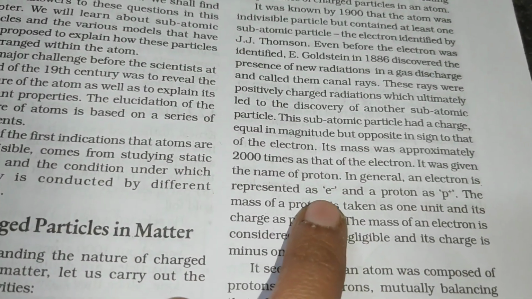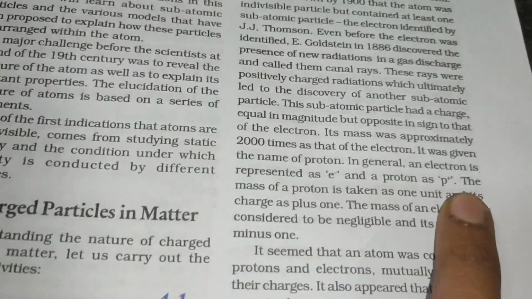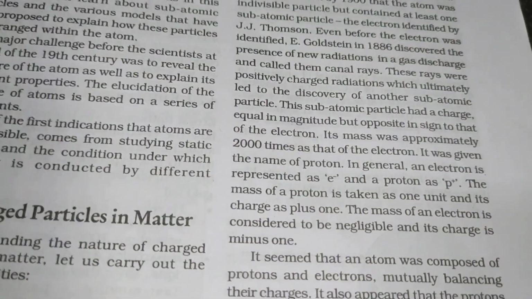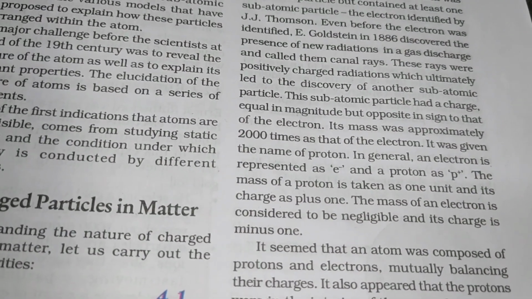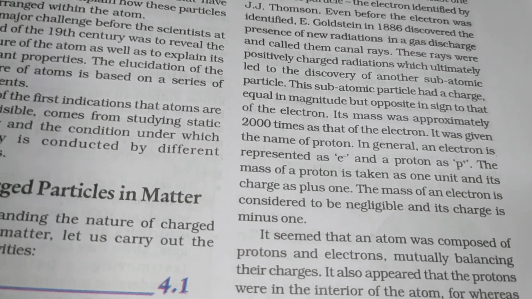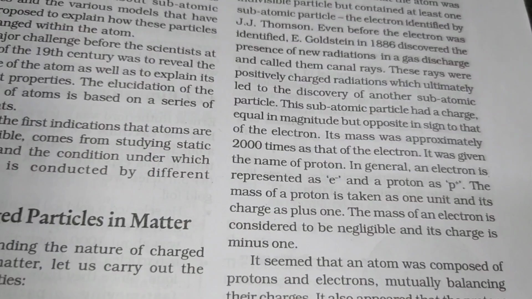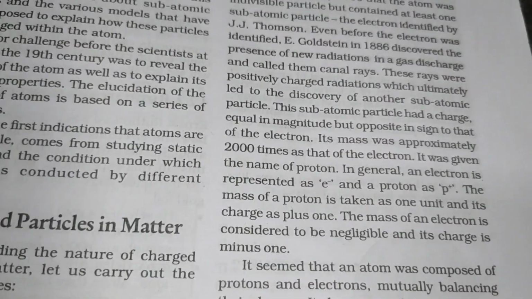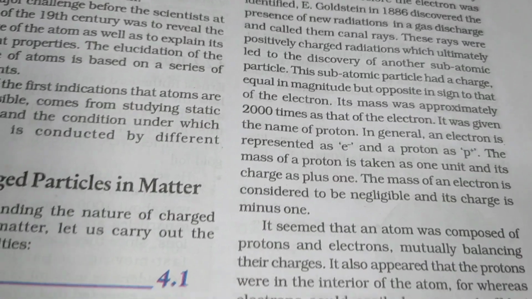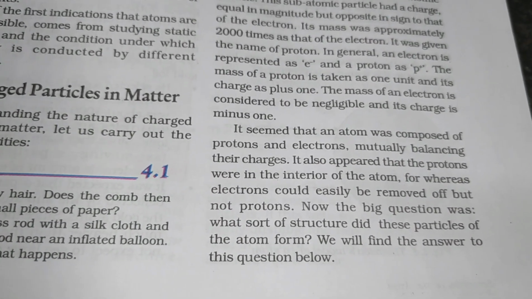The electron is represented by e minus and the proton by p plus, because the proton has positive charge and the electron has negative charge. The mass of the proton is taken as 1 unit, so plus 1. The mass of the electron is very small because the proton's mass is 2000 times more than the electron's, so we consider its mass negligible and consider its charge only, which is -1. So it seemed that the atom was composed of protons and electrons.